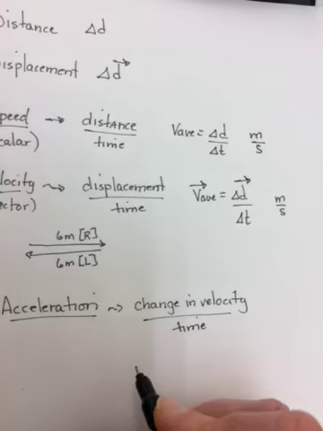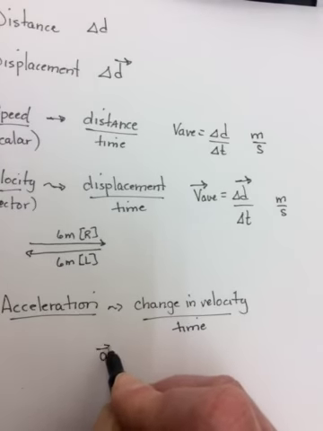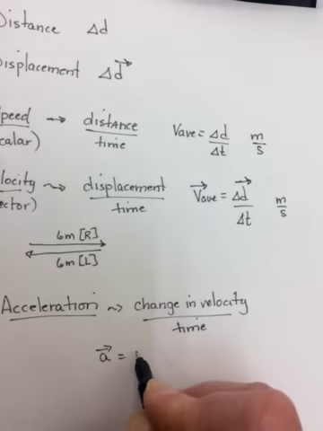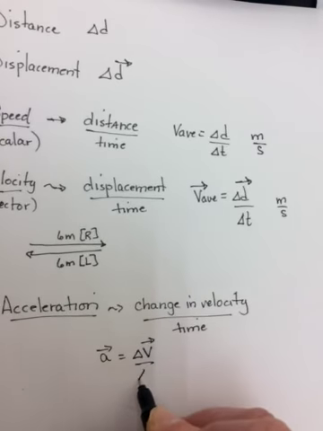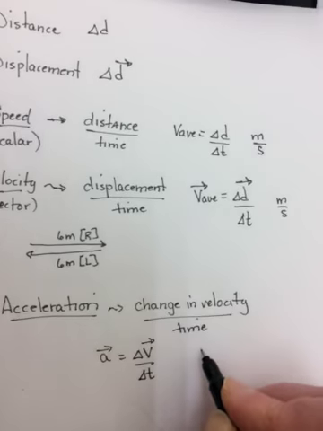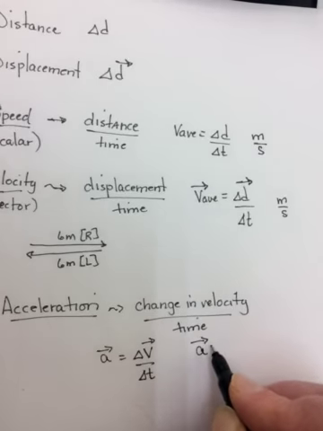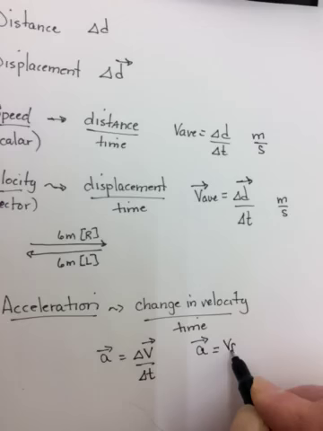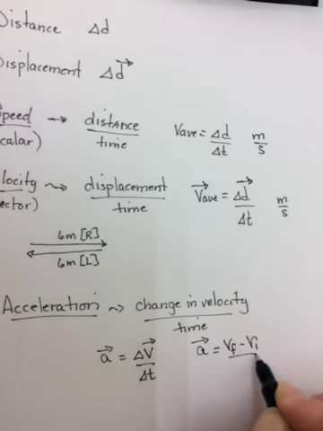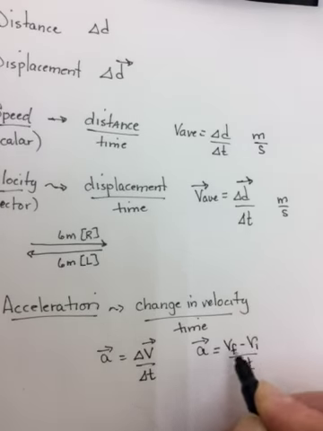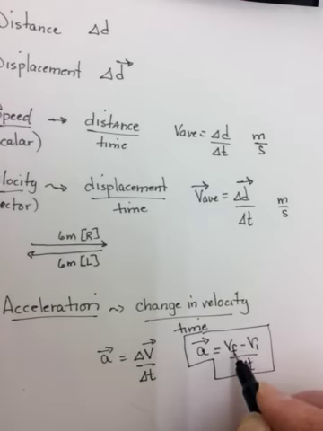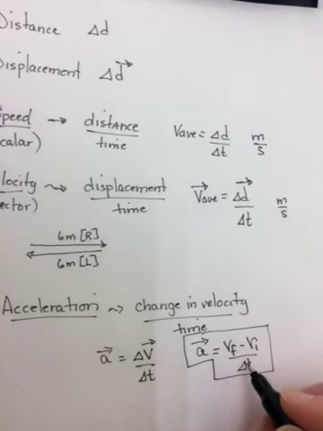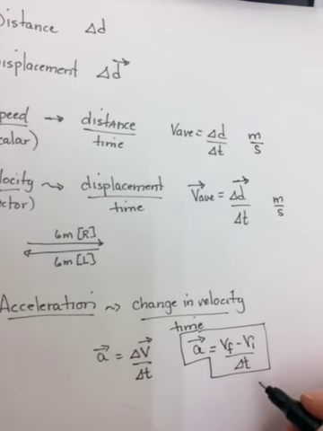In other words, A, and it's a vector, is the change in velocity, delta V with an arrowhead, over time, delta T. We usually write it as final minus initial, because change in anything is always the final minus the initial. However fast you were going initially, you speed up to some rate or slow down to some rate over the time it takes you to do it.